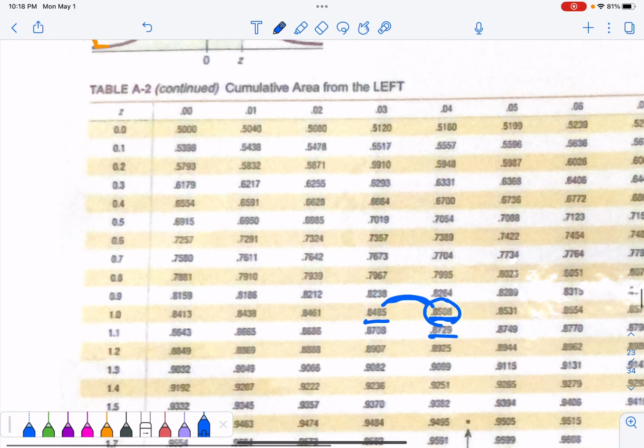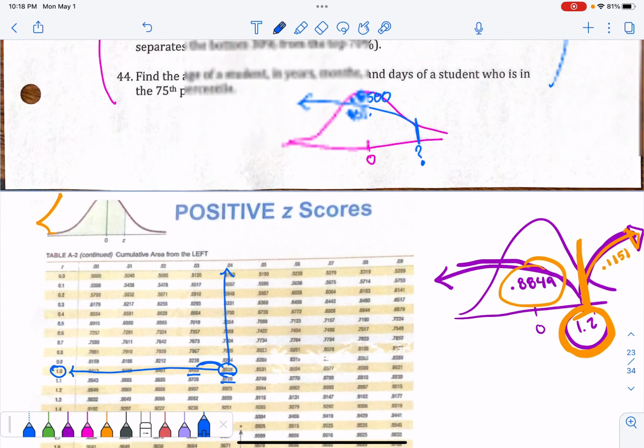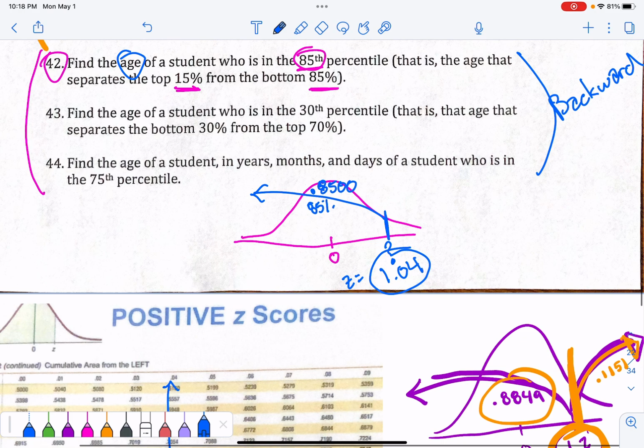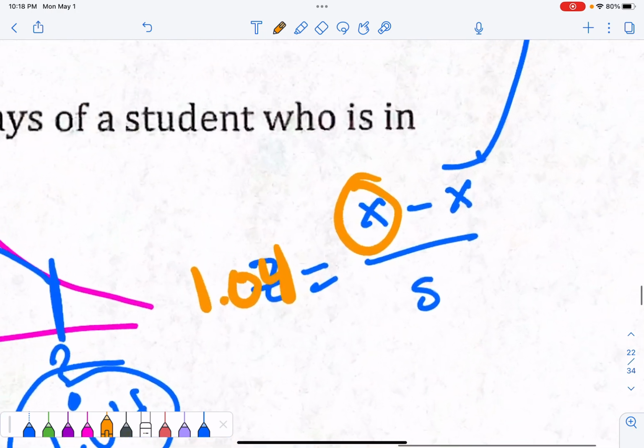So I need to figure out, if I go over, that is 1.04. 1.04 is the z-score for that. So I know that the z value is 1.04. Now, find the age. I don't want the z-score, I want the age of that student. So if z equals x minus x bar over s, I know the z is 1.04, and I'm finding x, just like we did in the last problem.